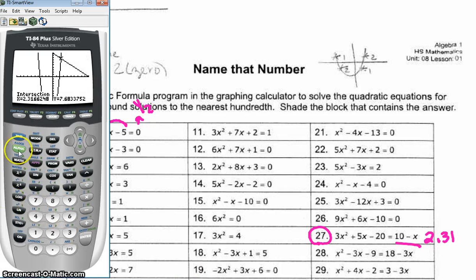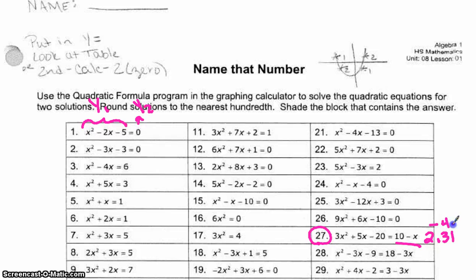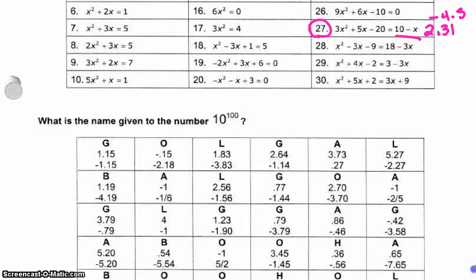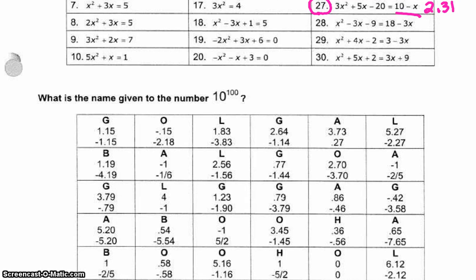We have to find the other solution as well. Second calc 5, but we've got to go way off to the left, way over here. Keep going. Now we're going to go enter, enter, enter, and negative 4.3. Negative 4.3 would be the other solution. So you come down here to the bottom of the page, and we're looking for negative 4.3 and positive 2.3. So you're going to look through all of these answers.